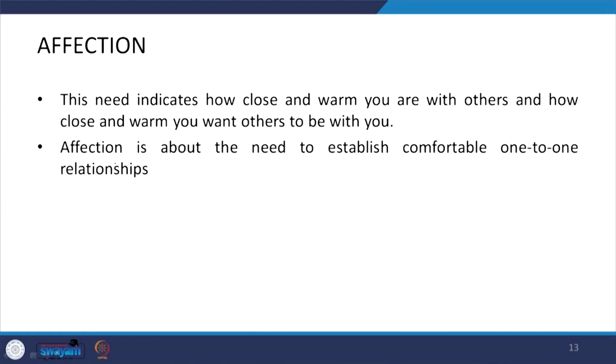After inclusion and control, I would like to talk about affection. This need indicates how close and warm you are with others, and how close and warm you want others to be with you. So it becomes very important how affectionate a personality you are, how much closeness you want from others, and whether you want closeness from others or not. Affection is about the need to establish comfortable one-to-one relationships.